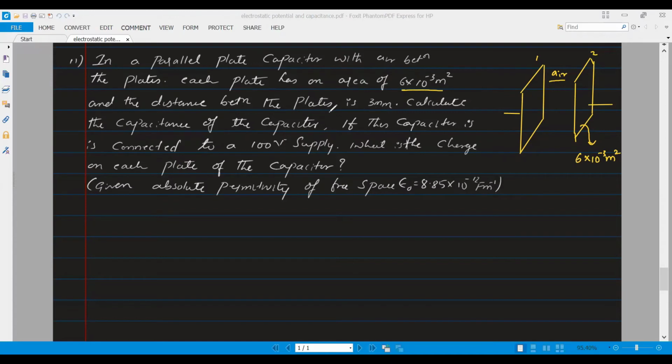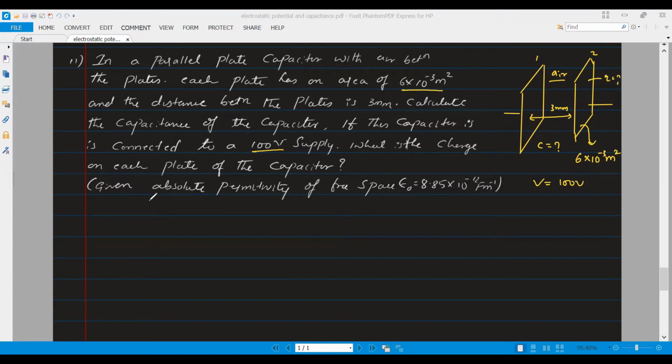And the distance between the plates is 3 millimeter. The distance between these two is given, that is a 3 millimeter. Okay. Calculate the capacitance of the capacitor. We have to calculate the capacitance of this capacitor. If the capacitor is connected to a 100 volt supply, what is the charge on each plate of the capacitor? ಪ್ರತಿಯೊಂದು plate ಮೇಲೂ charge ಎಷ್ಟಿದೆ ಅಂತ calculate ಮಾಡಿ.